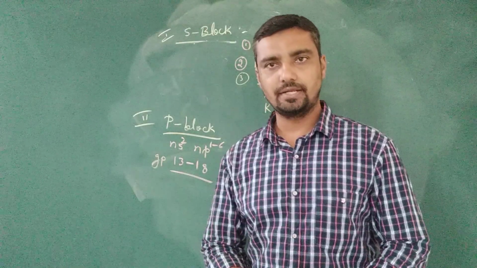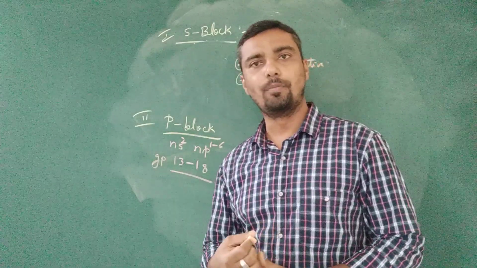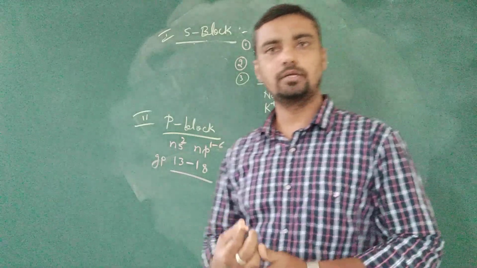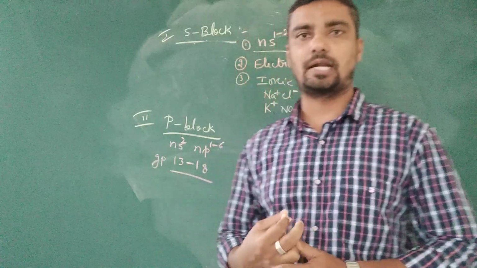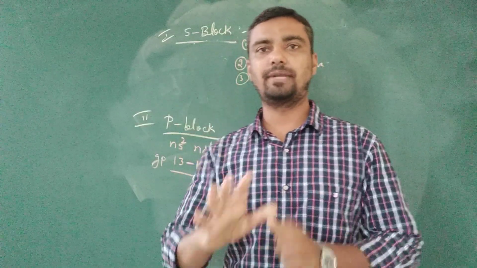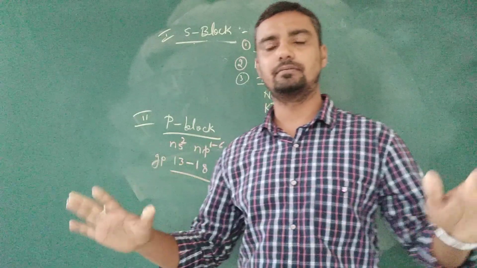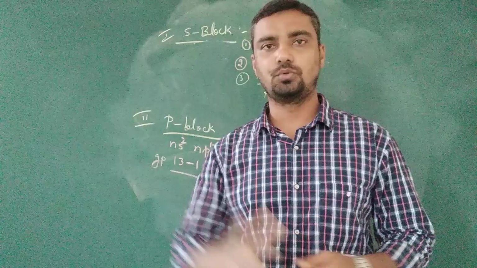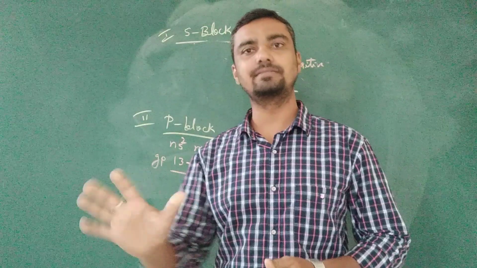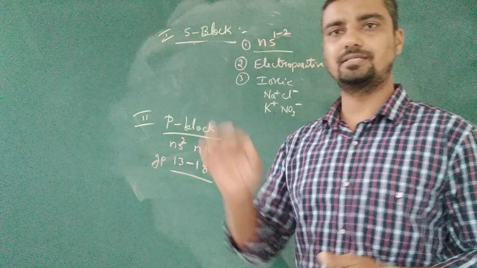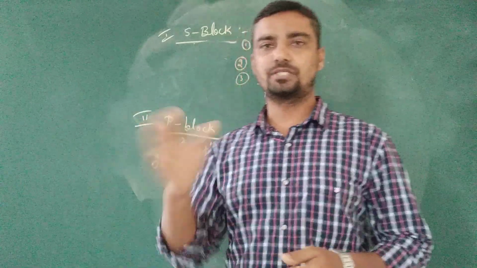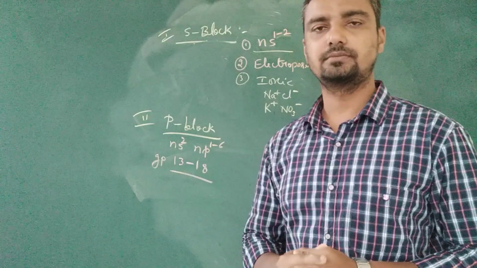We already know the group 18 elements. They are called noble gases: helium, neon, argon, krypton, xenon, radon. These are all noble gases, also called rare gases. They have completely filled orbitals, so they are stable and least reactive. They do not react easily. Group 17 elements are called halogens, and group 16 elements are called chalcogens.